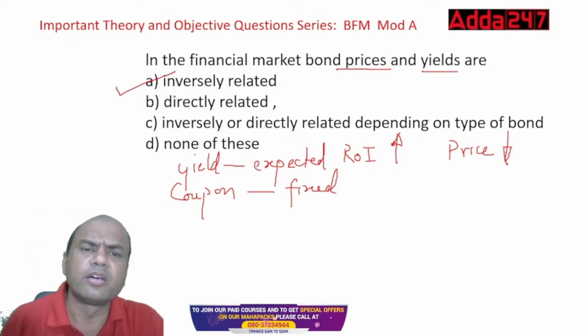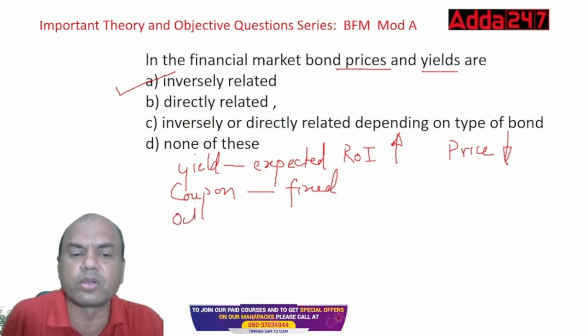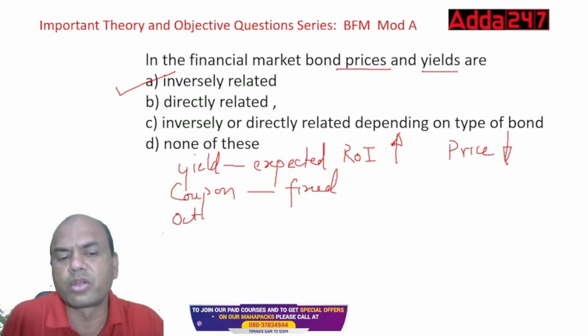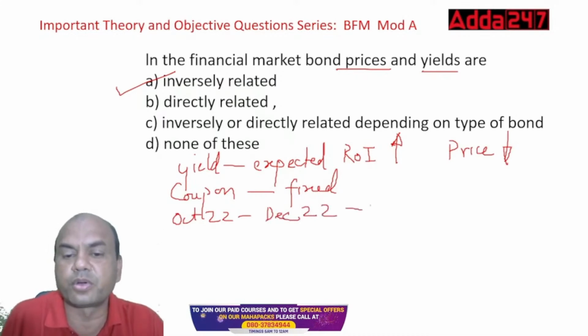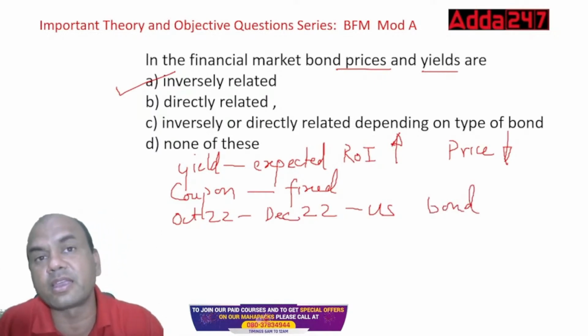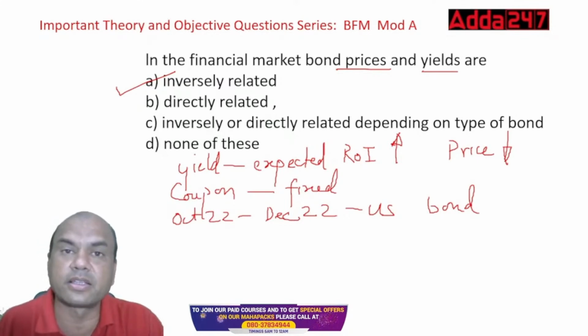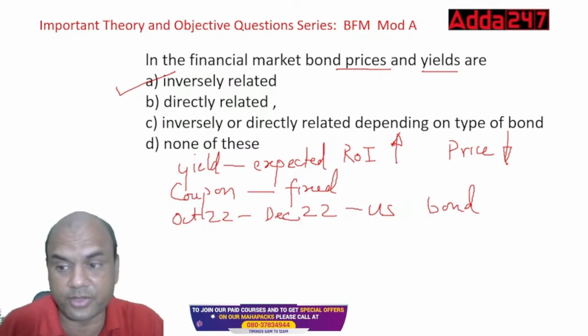You see this, what happened in October, just type on Google, October 22 to December 22. Check the US bond rates. Check this, you'll get this. In the US, the prices of the bonds fell like anything. Why? Because the Federal Reserve increased the rate of interest. So that was the point.